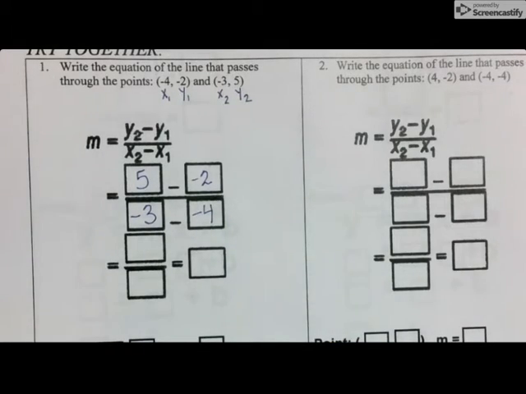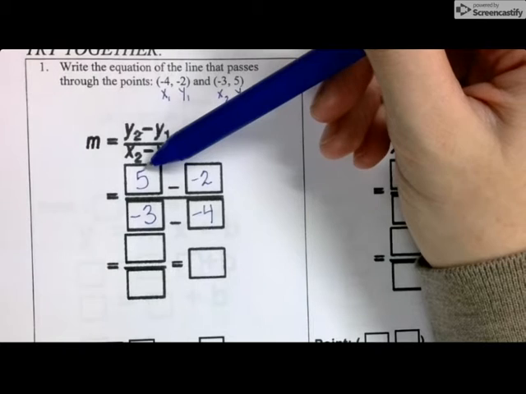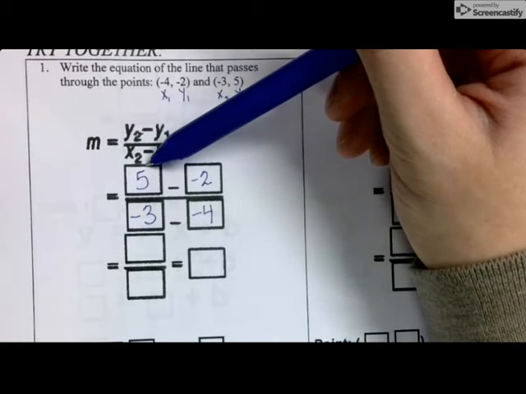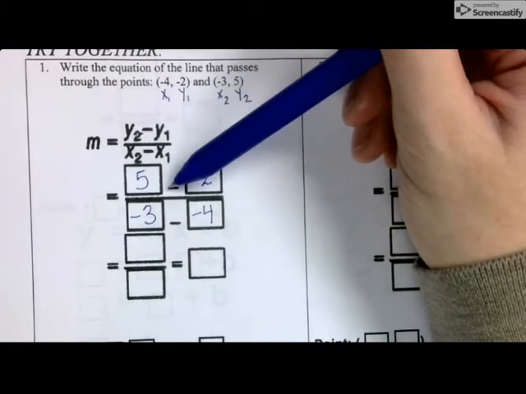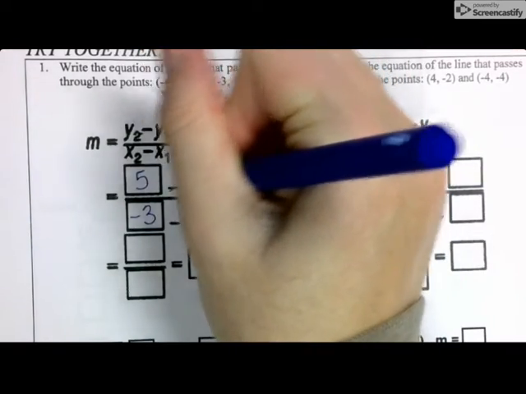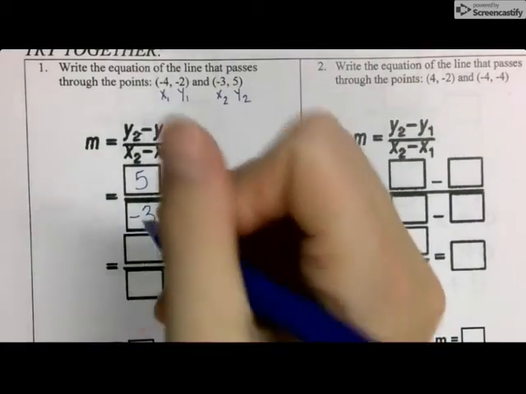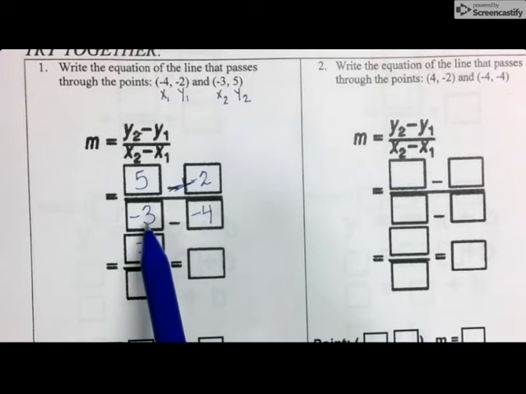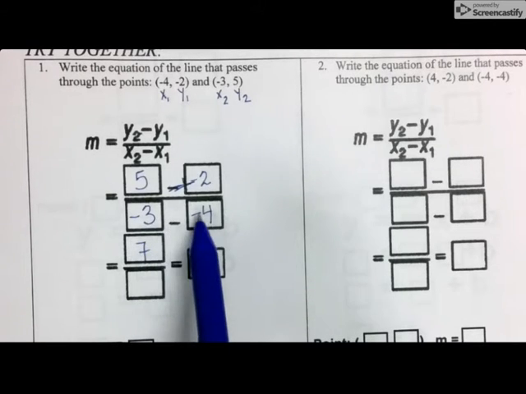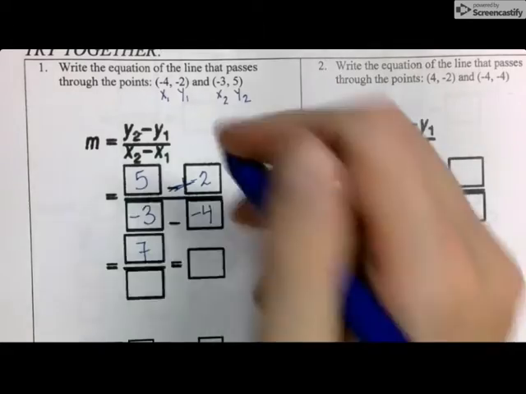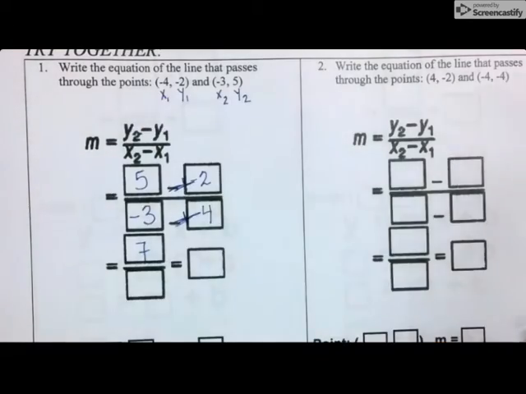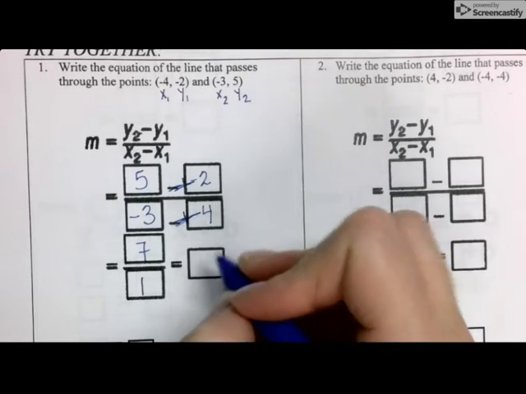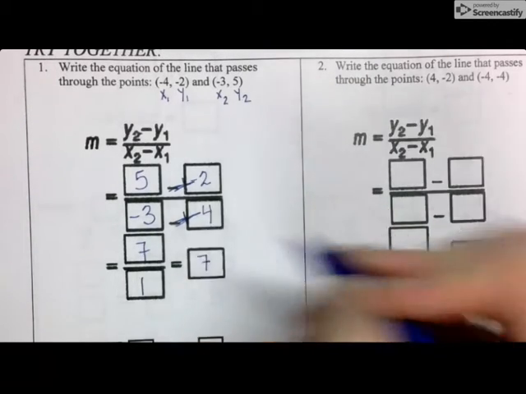Okay? Now, if you look at these, you can either put it in your calculator or you can know off the top of your head, this is 5 minus -2, which makes this 5 plus 2, and 5 plus 2 is 7. -3 minus -4, minus a negative, again, makes a positive, so -3 plus 4 gives me 1. 7 over 1 reduces to 7.